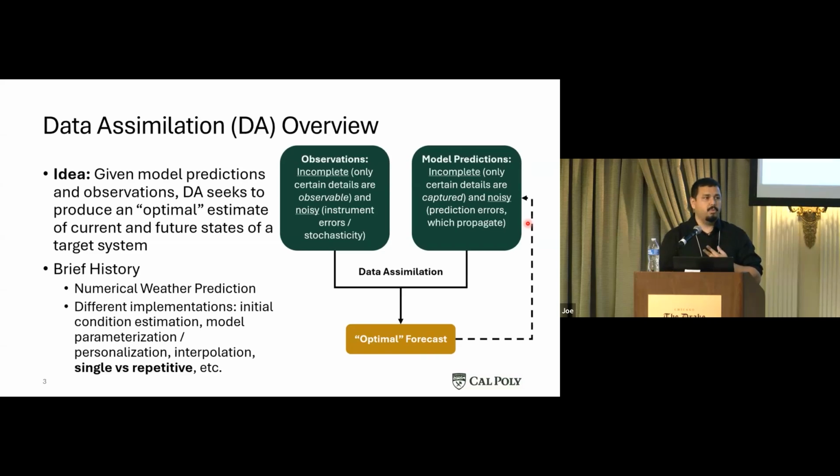Some people use it for parameterization or personalization, which is the kind of flavor that we're working with here. And then there's also this question of doing it once versus doing it repetitively, right? So in the weather context, typically you do it repetitively, but in our cases, doing it repetitively might be a little bit less feasible, okay? But these are the kind of flavors in the high-level overview.